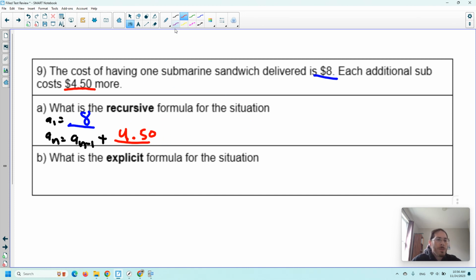Maybe they're trying to entice you to spend a lot of money on delivery. Maybe there's a big delivery fee, but whatever, it's not in here. So there we go. So now we need the explicit formula for the situation.